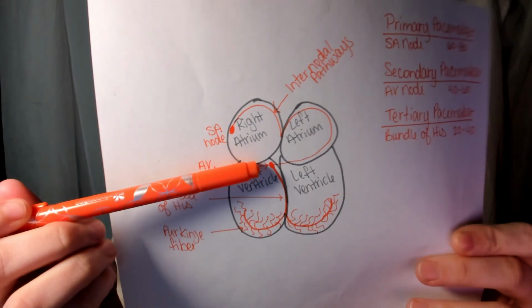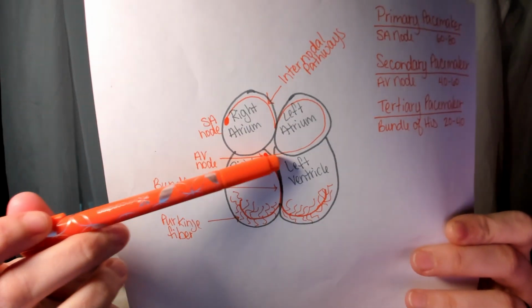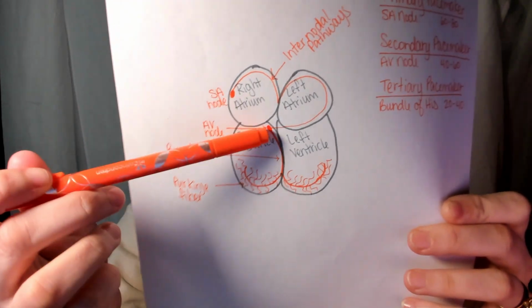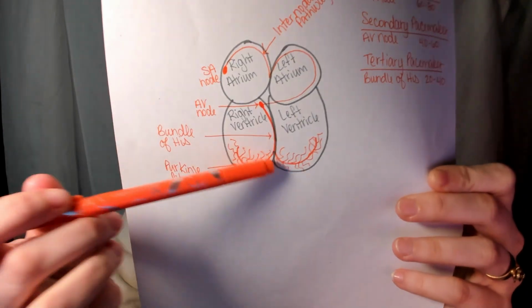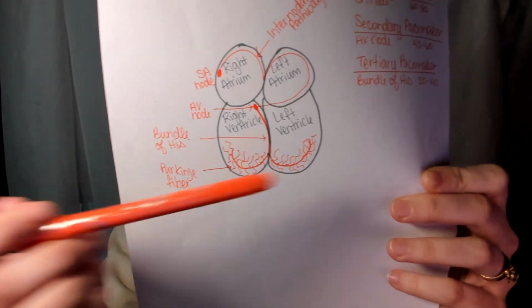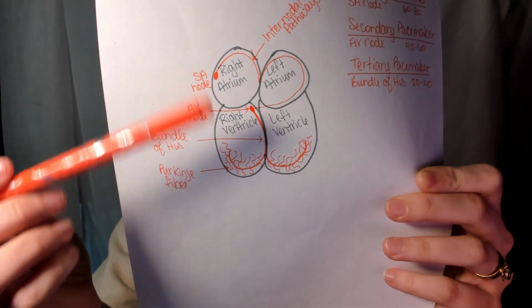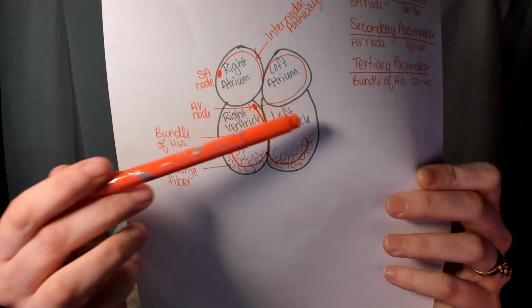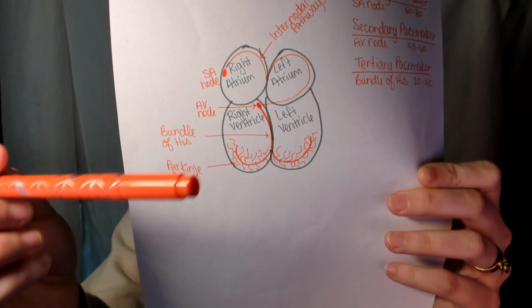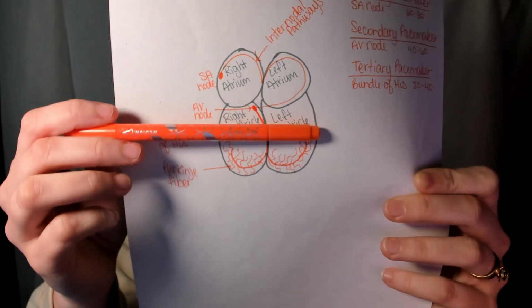So this is our bundle of His, this J and backwards J, bundle of His. And these little squiggly lines, that's our Purkinje fibers that are sending that electrical current that the SA node sent into both ventricles for them to contract at the same time.